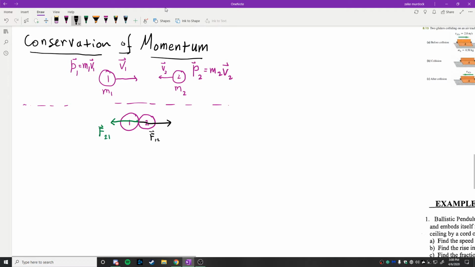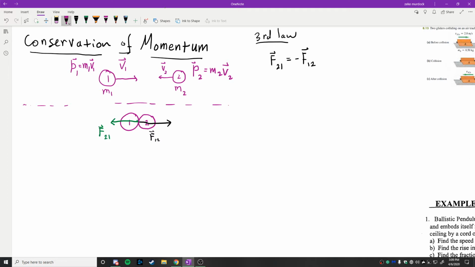Now, Newton's third law tells us that those vectors are equal and opposite to each other, right? It says that if I take the vector of the force of ball 2 on ball 1, this should be equal to the negative of the force of ball 1 on ball 2, right?